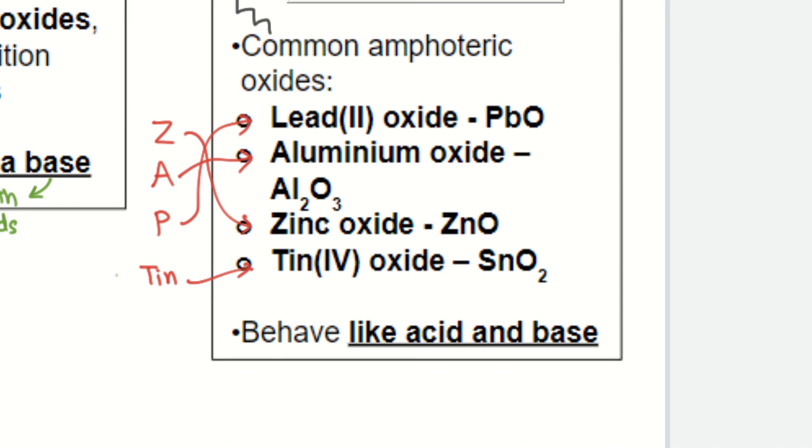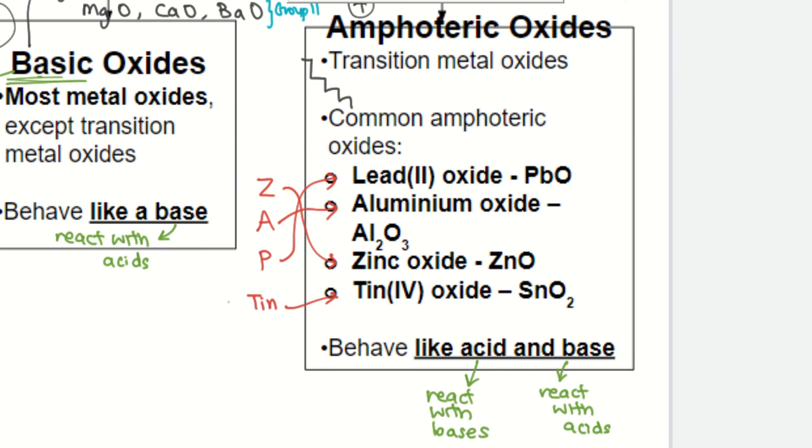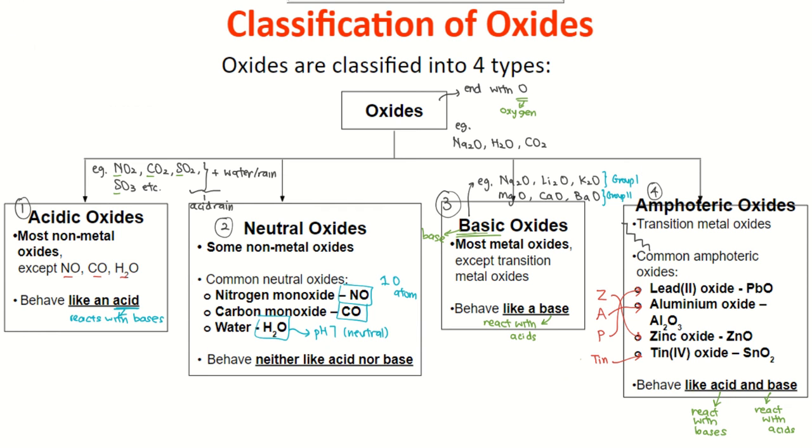And amphoteric oxides behave like an acid and a base, meaning they react with both bases and acids. So for this reason, they are considered amphoteric oxides, behaving like an acid and a base at the same time. This is the overall summary of oxides, and we have come to the end of the video.